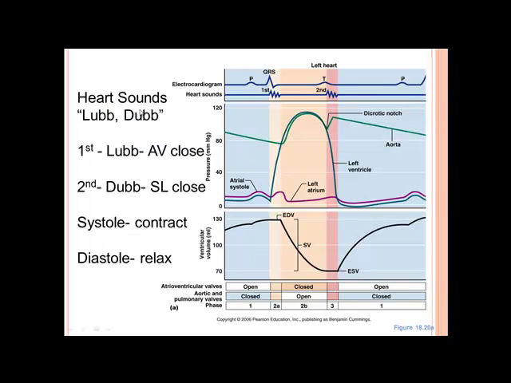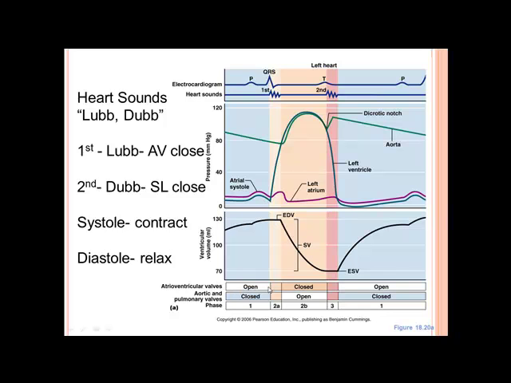So next we're looking at our heart sounds. Let's check this chart out. At top we have our ECG. Next we show our heart sounds, so sound 1, sound 2. Here we're showing blood pressures within the aorta, which is this green line, within the atria, which is this purple line, and within the ventricle, which is this blue line. And here we're showing the blood volume within the left ventricle.